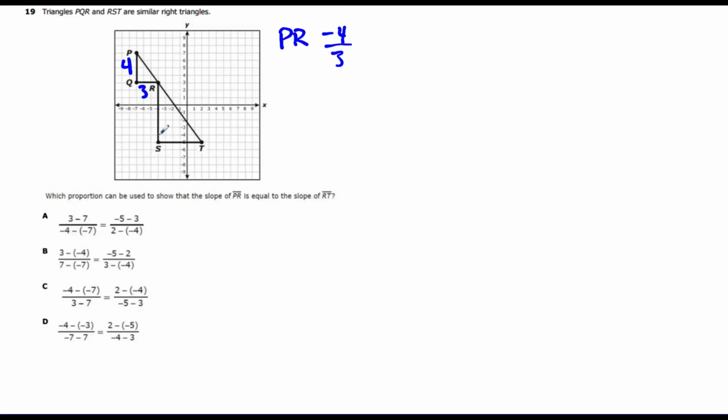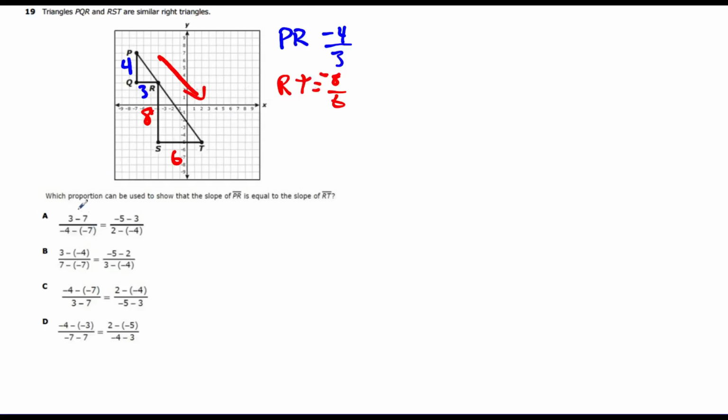Okay? And then our second one goes 1, 2, 3, 4, 5, 6. Wait, oh man, I can't count. This is 8. Sorry. Right? Positive 3, negative 5. That makes 8. And it goes over by 4, 2 is 6. So RT is 8 over 6. Still negative, right? Still going downhill, always in the negative.